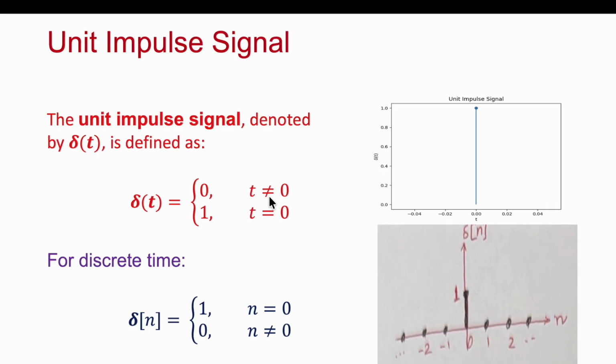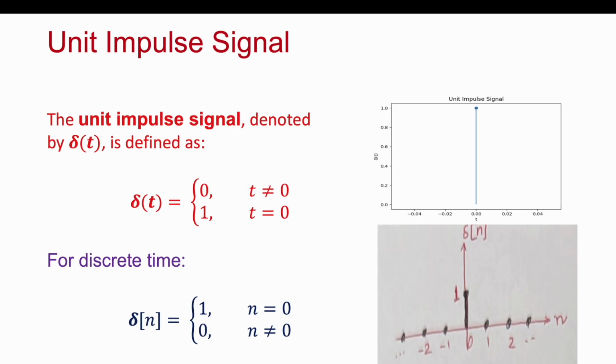So when t is not equal to 0, as it is seen in this waveform, either negative or positive, the value of the signal is always equal to 0. But when t is equal to 0, the value of the signal is always equal to 1.